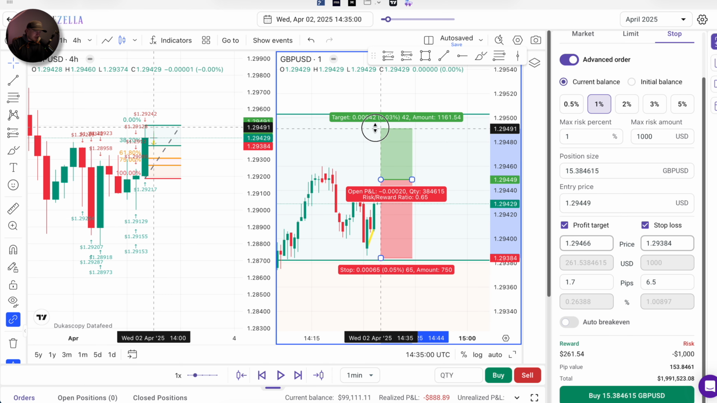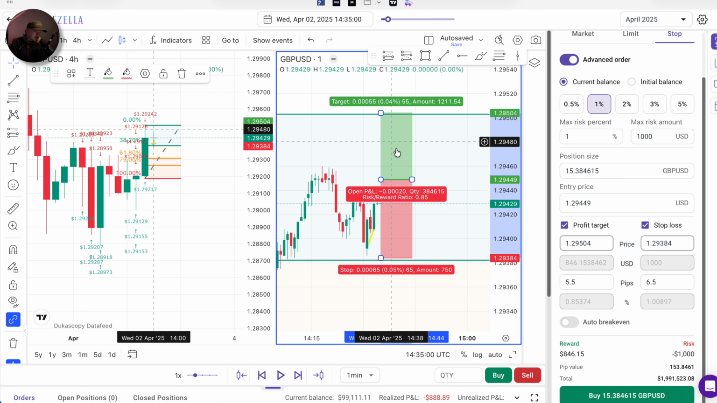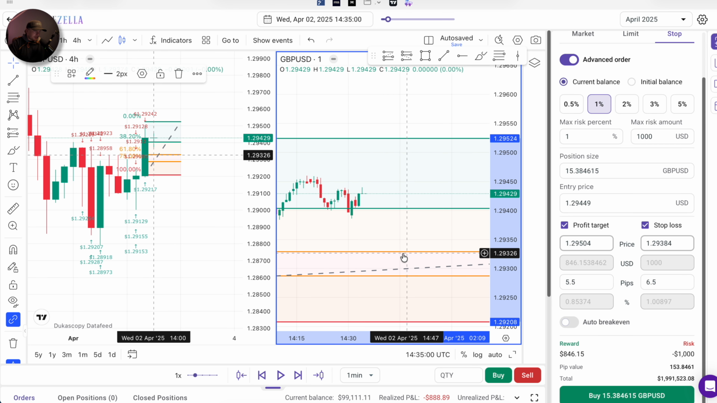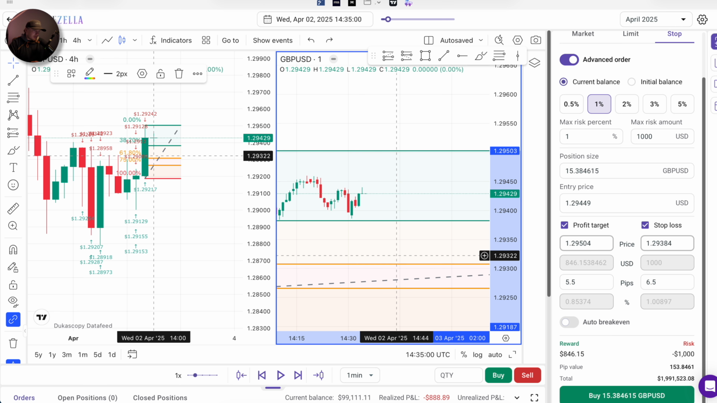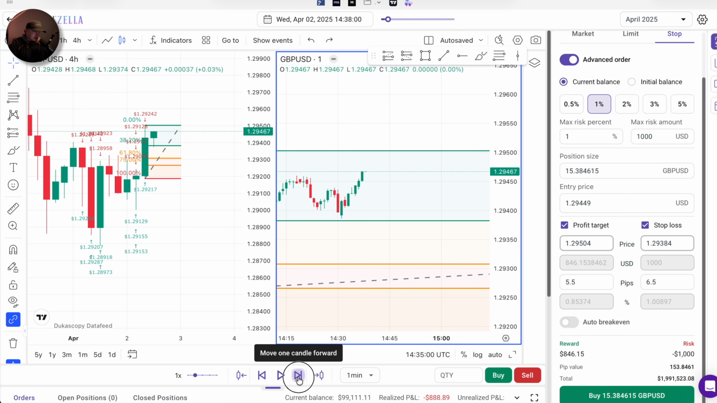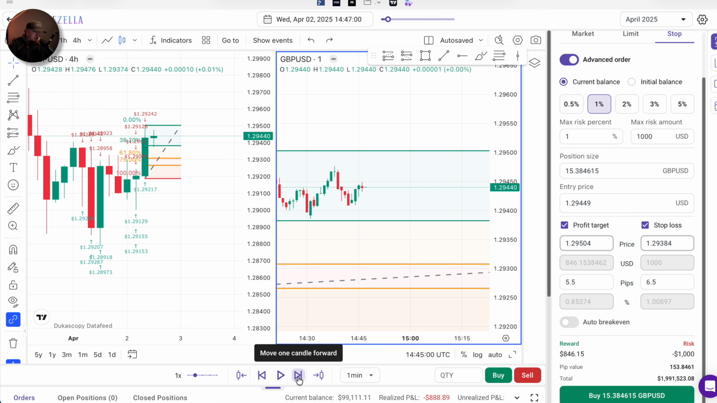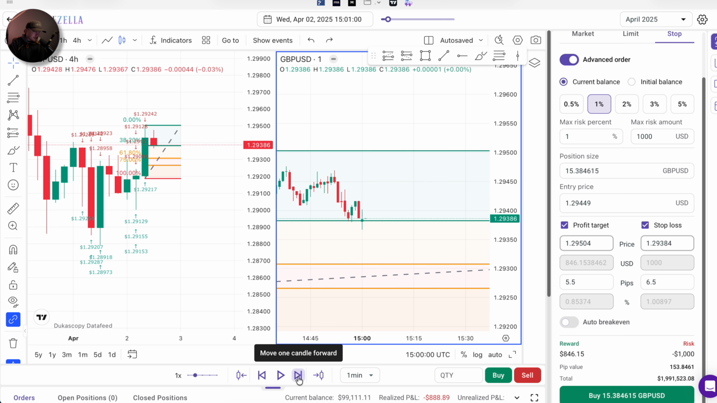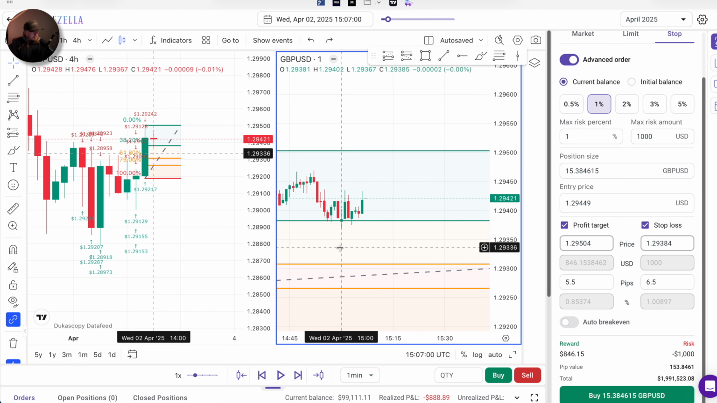I won't be able to get a 1 to 1, I don't think. No. I won't be able to get a 1 to 1 on that one, so we're not going to take that one. We're just going to see what happens. Hopefully we can start making clearer lower lows and lower highs than this. No, price seems to be a little bit sideways. No, that's just moving sideways for me.